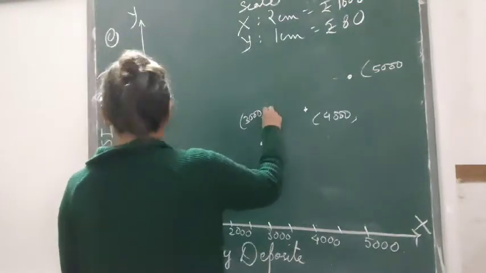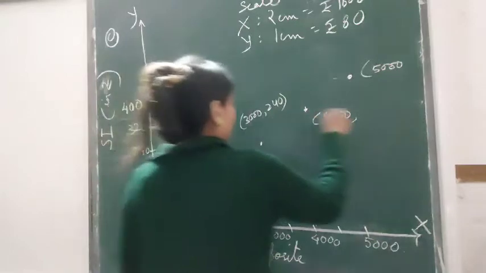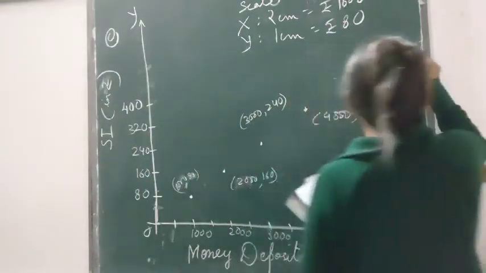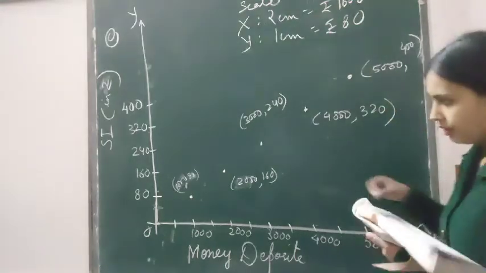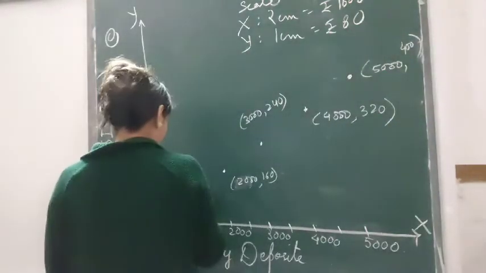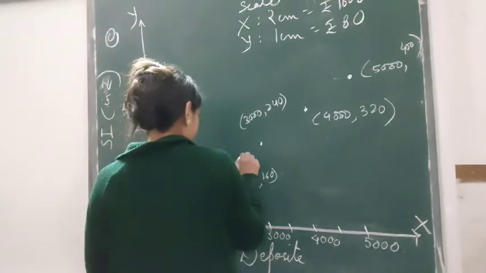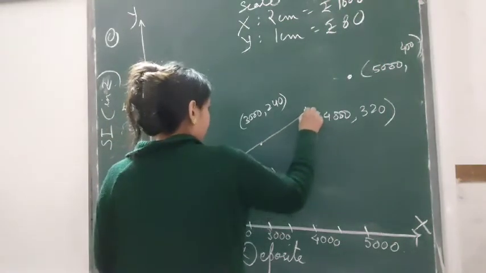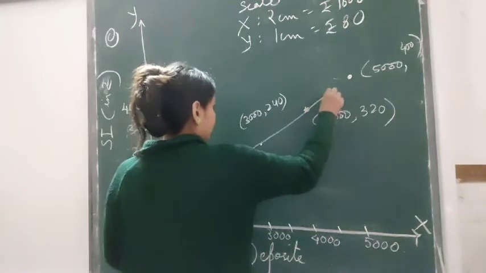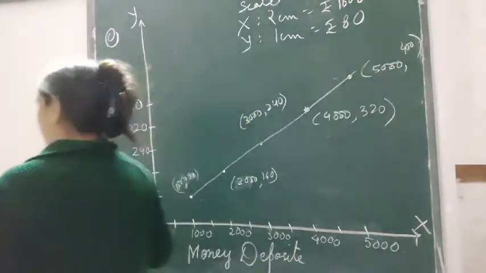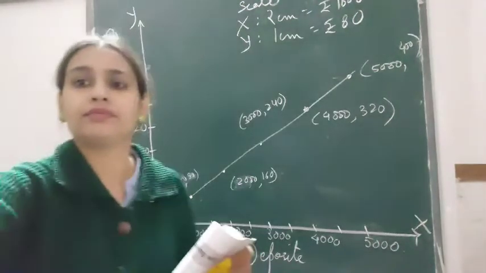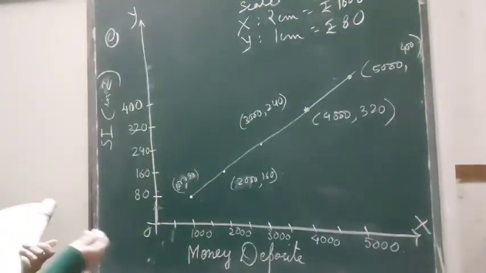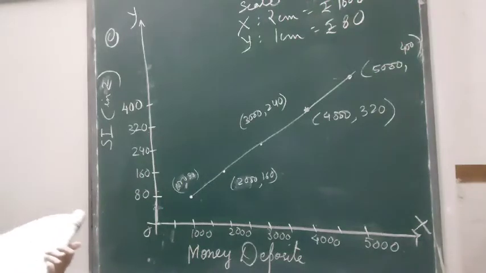160, 240, 320. Table of 4 is going right, and 400. Here, let's draw the line, the linear graph. This is the linear graph. One minute here. Yes, we continue. So this is the graph.